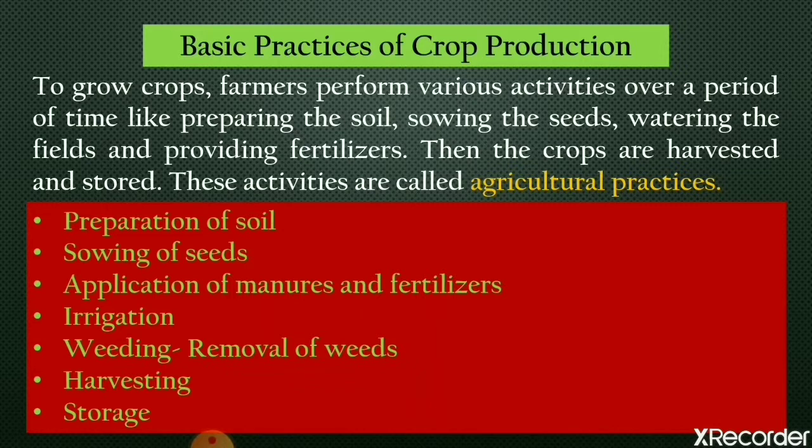Now there are main 7 steps or stages in growing a particular type of crop, or 7 steps in the agricultural practices. First one is preparation of soil, then sowing of seeds, application of manures and fertilizers, irrigation, weeding. Weeding means removal of weeds. Weeds are the wild plants that we have studied. Some of the weeds are good for us and some are very harmful. And next, harvesting, and the last step in the agricultural practices is storage.